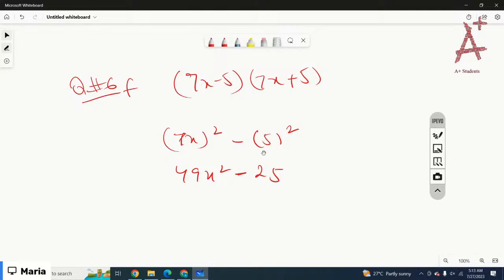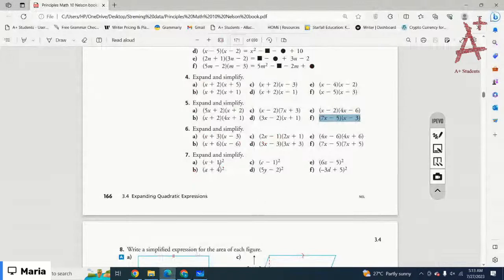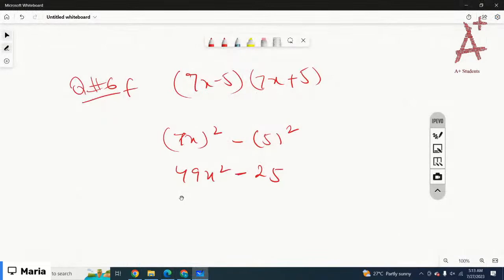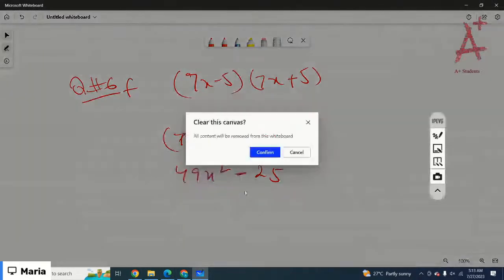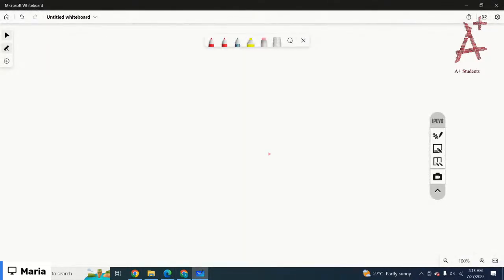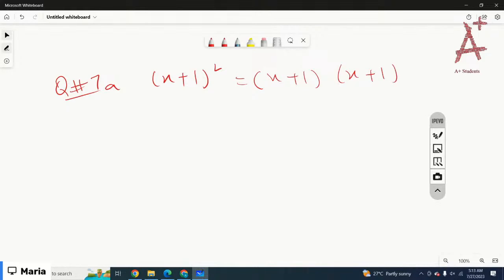Okay, the next one is question number 7. Expand and simplify (x + 1) squared. So (x + 1) squared means (x + 1)(x + 1). Got it? Like you do 4 times 4.